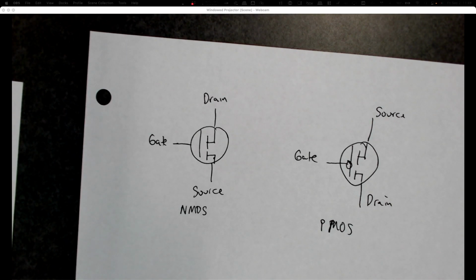So these things are switches, in the same way that the BJTs are, but how they work from a physics standpoint is completely different. The BJTs are current controlled. These guys, the field effect transistors, are voltage controlled.